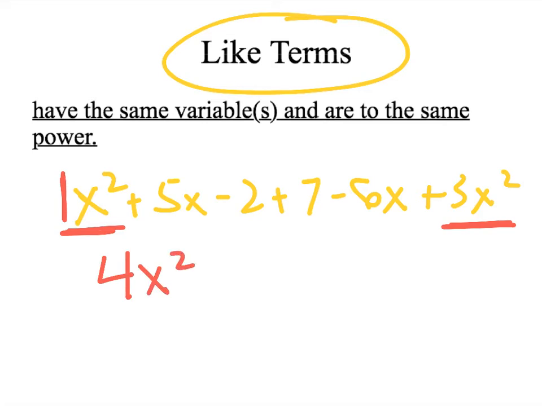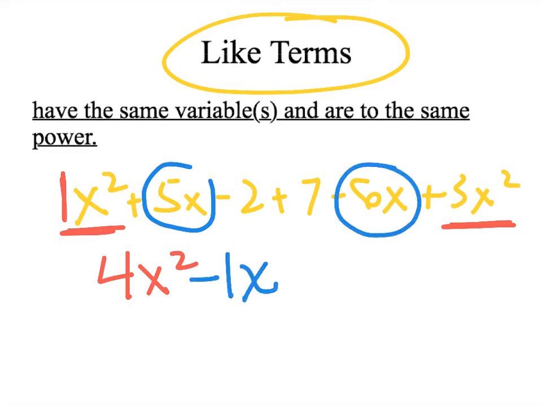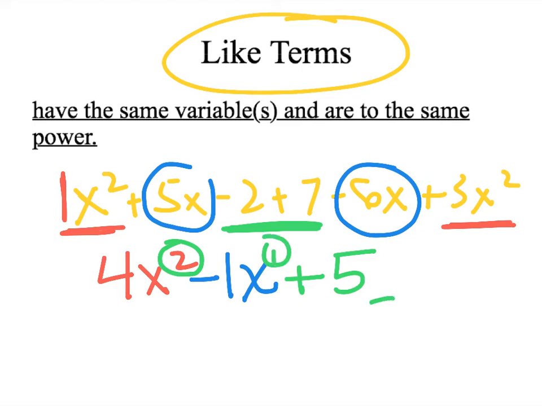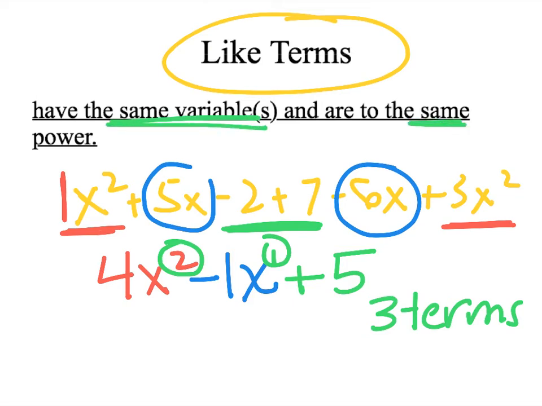And then we can look for some other like terms. We have the 5x and the negative 6x, which is negative 1x. And then the last thing are the constants. And 7 and negative 2 is plus 5. So now we have 4x squared minus 1x plus 5. They cannot be combined because the x and the x squared do not have the same power. So now we have 3 terms, simplified by combining like terms. Same variable, same power, which means they have the same exponent.